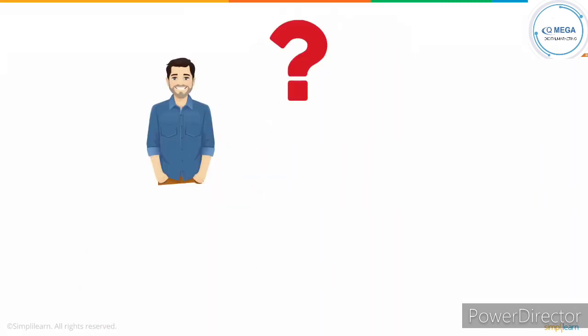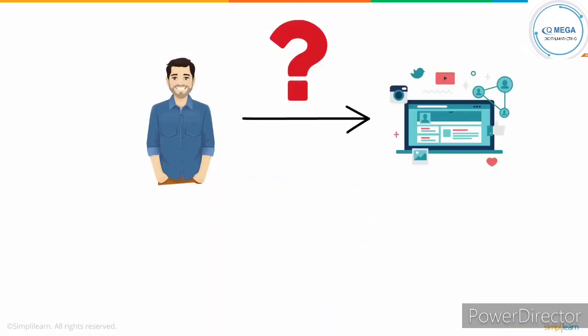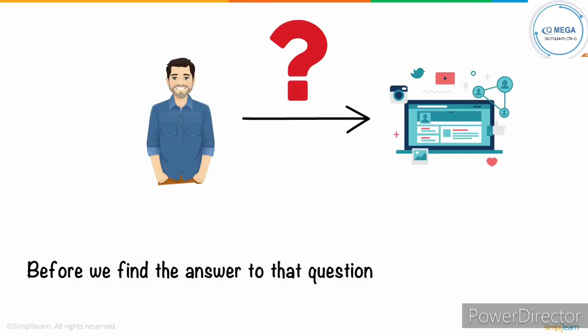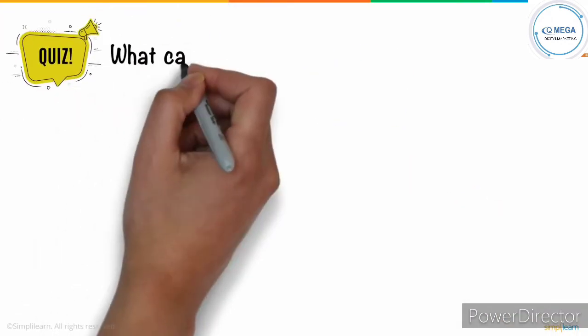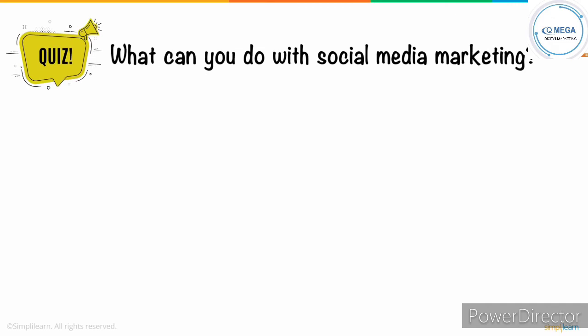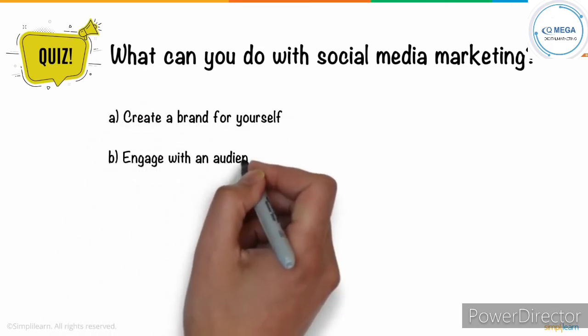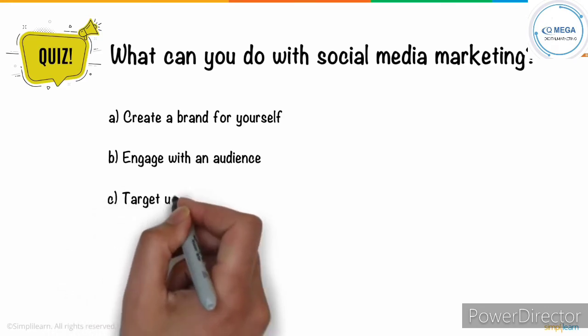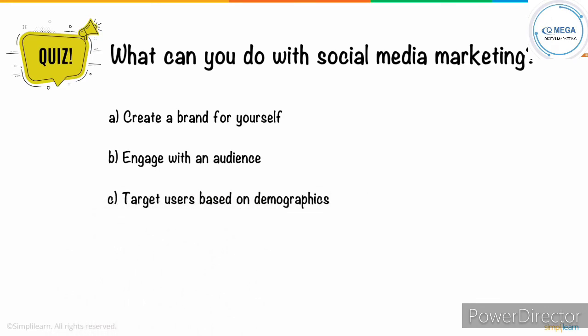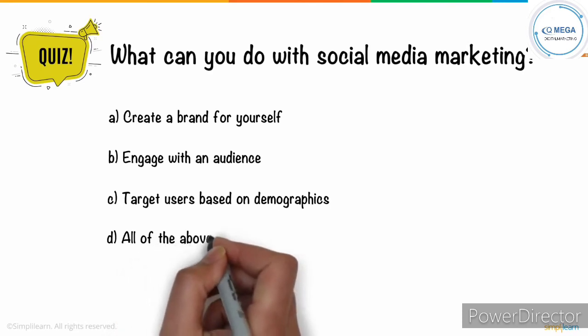But how did Phil get so good at social media marketing? Before we find the answer to that question, let's have a look at a quiz. What can you do with social media marketing? A. Create a brand for yourself. B. Engage with an audience. C. Target users based on demographics. D. All of the above.